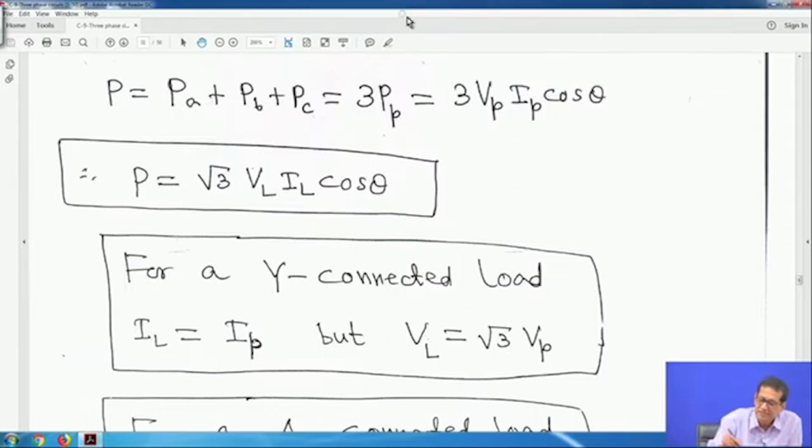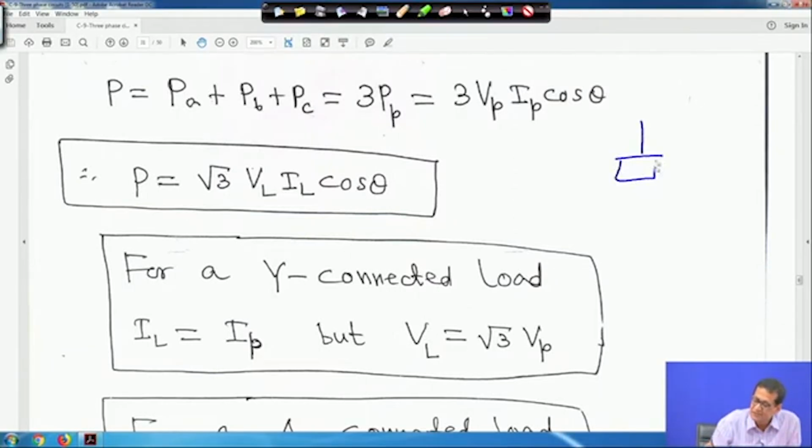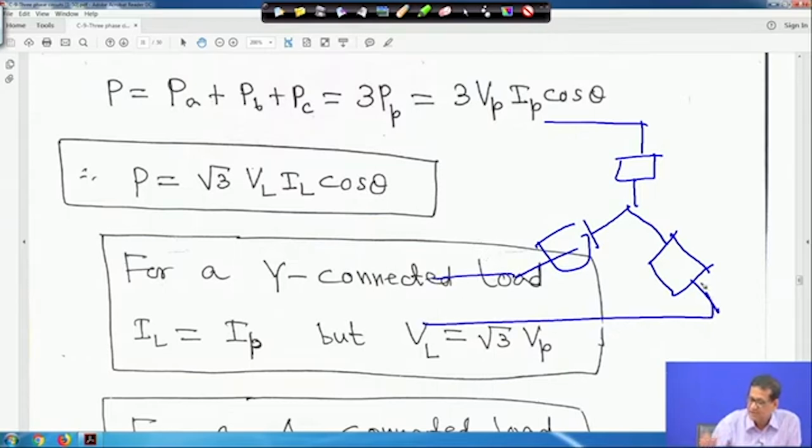Once again, suppose this is your star connected load, right. In this case, this is my line current, and the same current goes into this phase, so this is my phase current. So, line current is equal to phase current. This point is your N, and these are my A, B and C. My VAN, here you make a small n for your understanding.